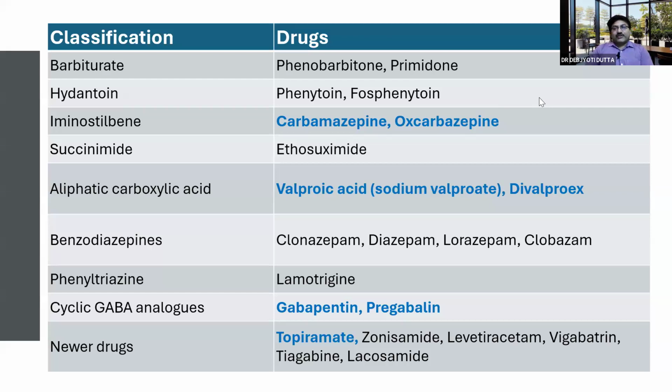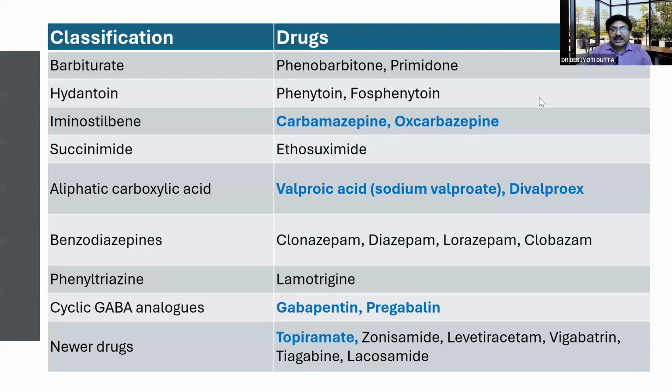The first group we commonly use is the anticonvulsant group. Among the big list of anticonvulsant medications, carbamazepine and oxcarbazepine are very commonly used for pain management. Among the aliphatic carboxylic acid group, there are valproic acid and divalproex sodium, which are commonly used for migraine headache and pain management.